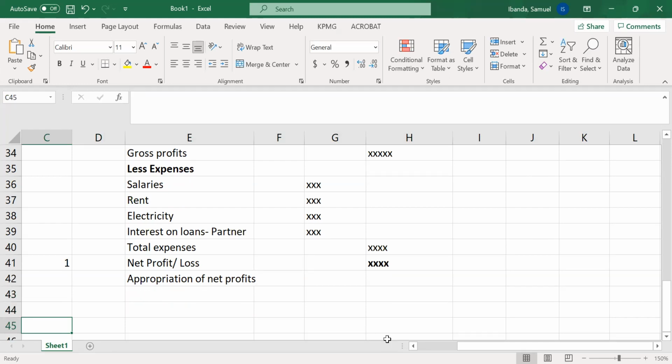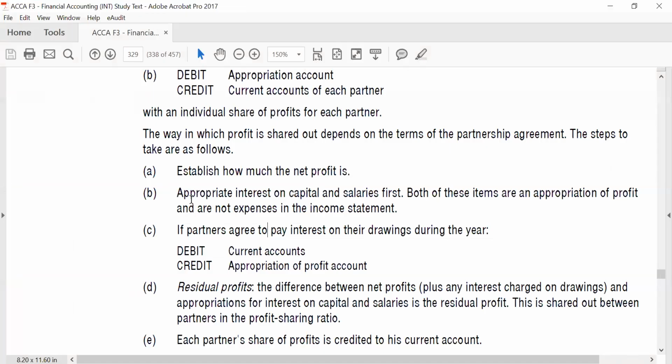The next thing they are telling us here is appropriate interest on capital and salaries first. Both of these items are an appropriation of profits and not expenses to the income statement. Now, I want you to listen very critically here. Interest on capital is a reward to partners for contributing capital. It's not the interest on loan that we saw above. And salaries, these are partner salaries.